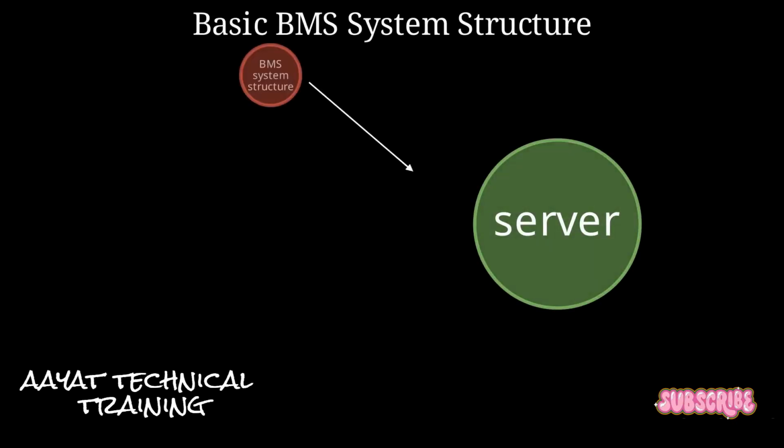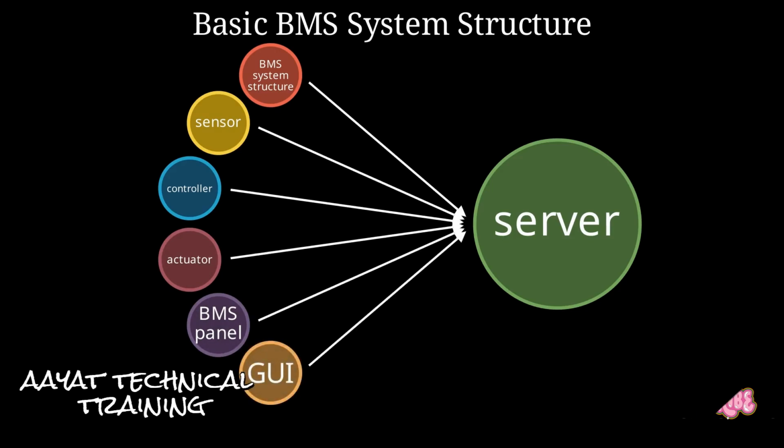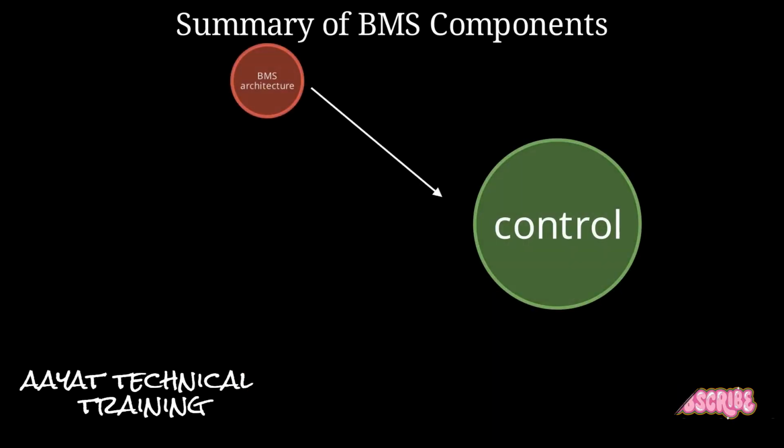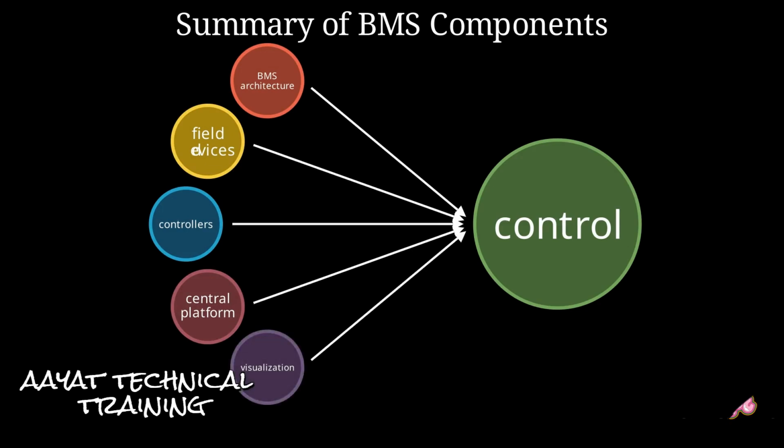The basic structure of a BMS system follows a flow: sensor, controller, actuator, all managed within the BMS panel and visualized through the GUI or server. A BMS is a layered architecture made up of smart field devices, intelligent controllers, and a central platform for visualization and control. Understanding these components is key to designing, installing, or troubleshooting any modern automation system.